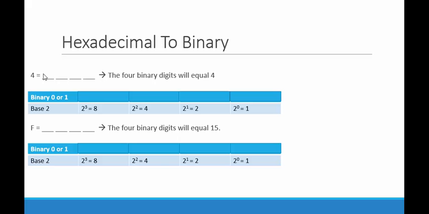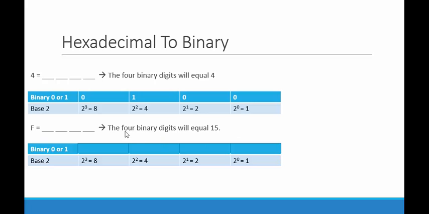So how do I change 4 into a binary number that will give me 4? Well, that's very easy. I know I don't need 8, so I'm going to put a 0 there. 2 to the power of 2 will give me 4, so I'm going to put a 1 there. Well, if I have 4, which is what I need, I know these two are going to be 0. So my first group of binary digits is going to be 0, 1, 0, 0.